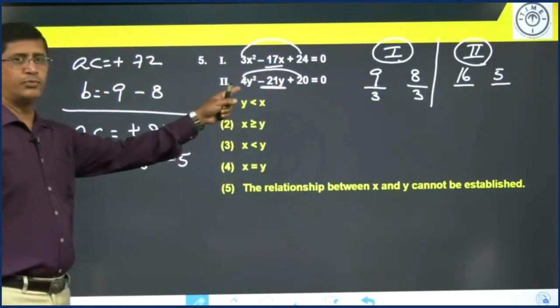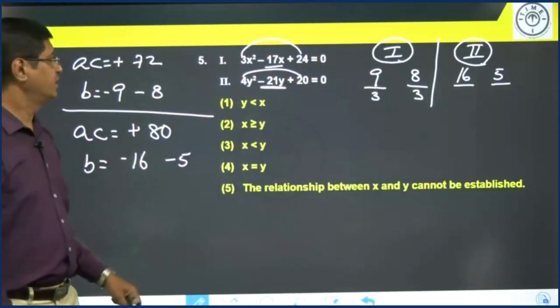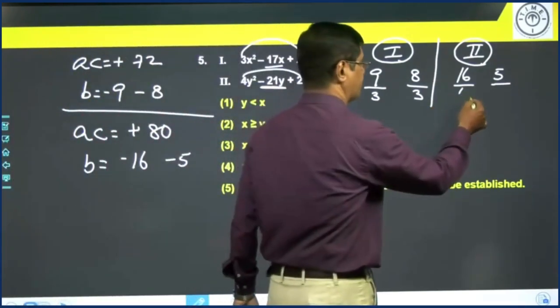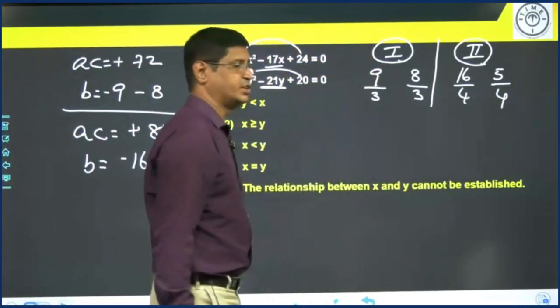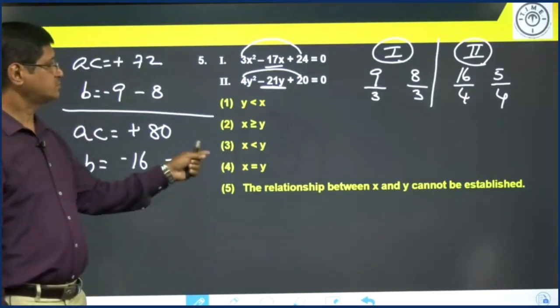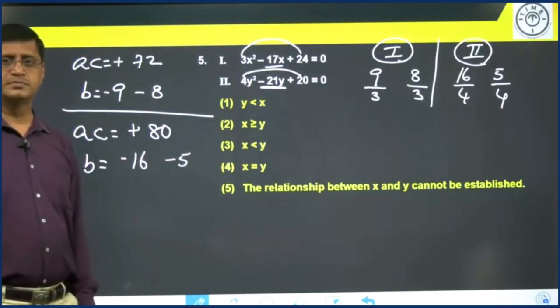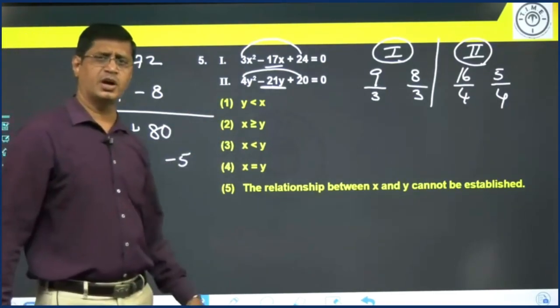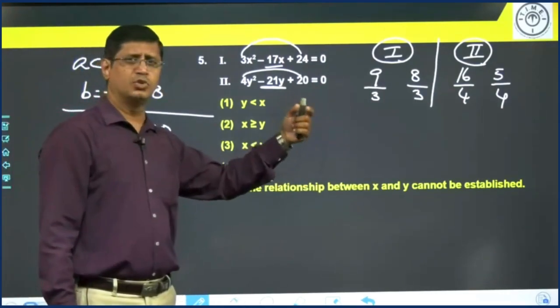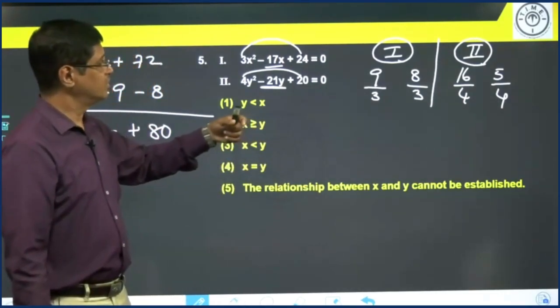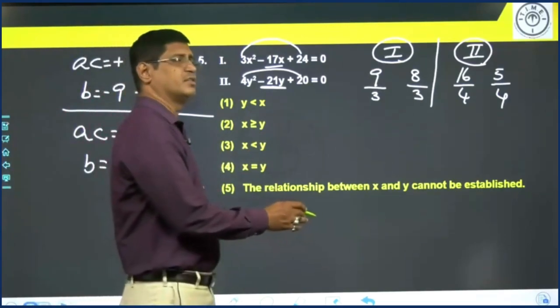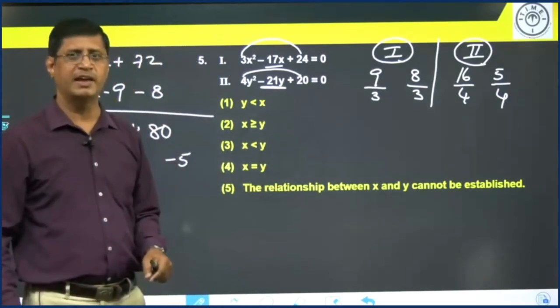What is the coefficient of y square? It is 4. 4 is the coefficient of y square. Now just observe the roots. So, simplification or comparison, we just need to compare. Go by whichever is convenient to you. Here I will cross multiply and find.